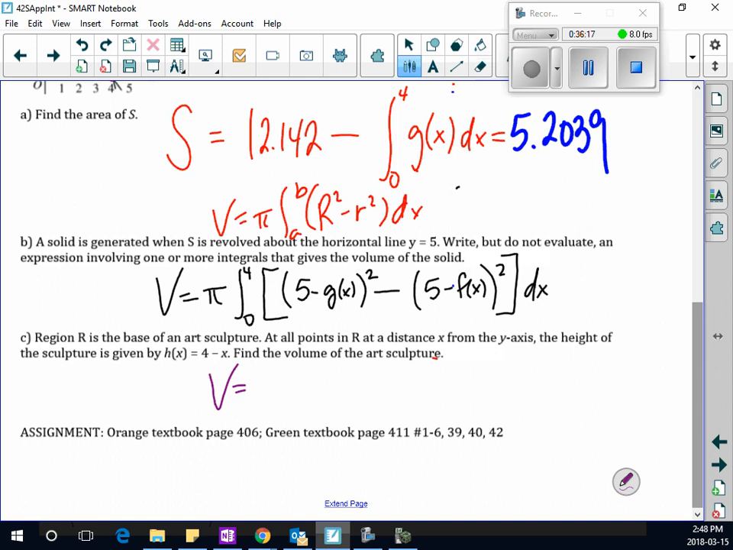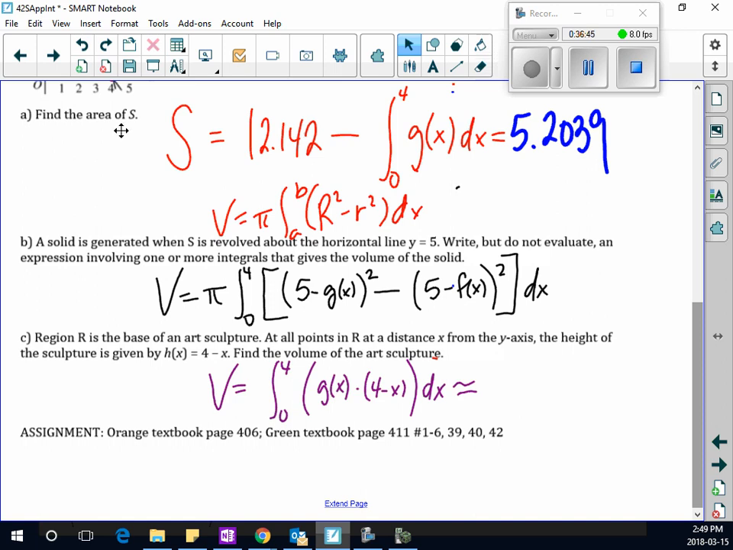So we're going from 0 to 4 again. Remember the length was g of x? And my height is going to be 4 minus x, dx. We already have our g of x in our calculator, so we're going to see what that is. I know you guys will punch it in faster than me at this point.